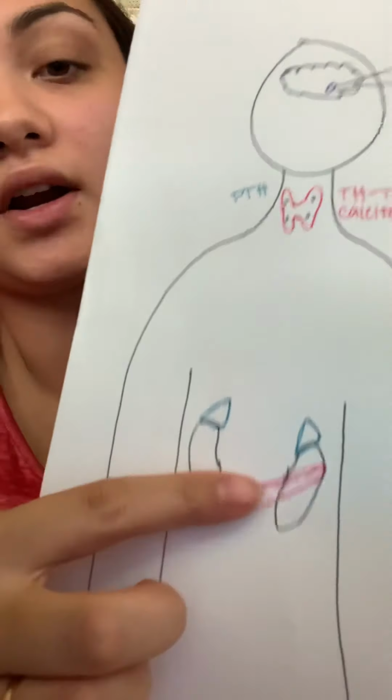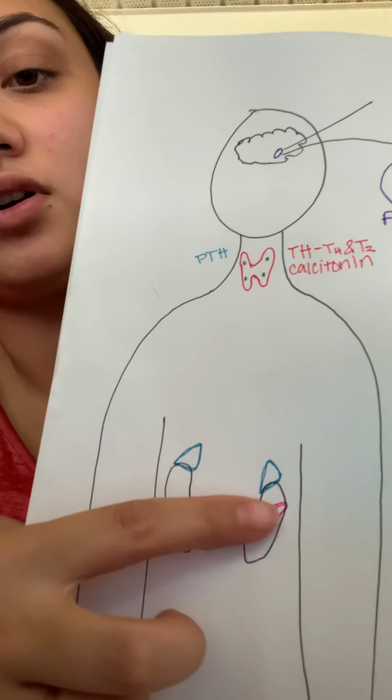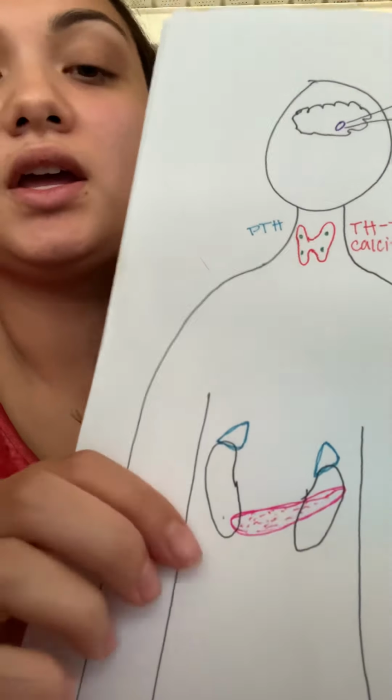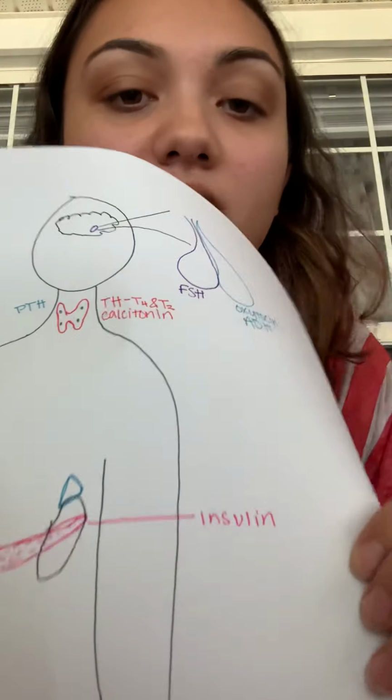Alright, so the next gland I had to point out is right here. This long, funny looking pink thing is the pancreas gland, and that produces two hormones. It produces insulin, and we all know that insulin lowers blood sugar levels, along with glucagon. Glucagon will increase blood sugar levels.